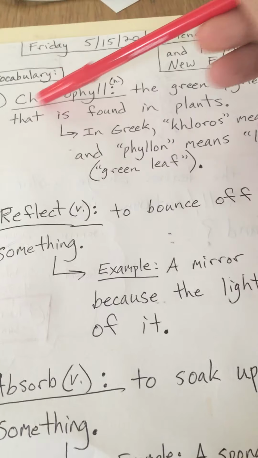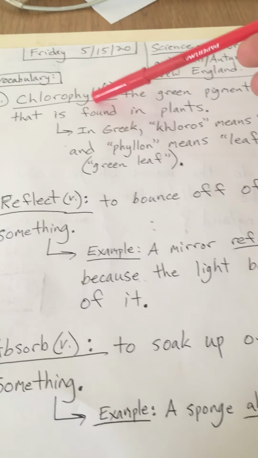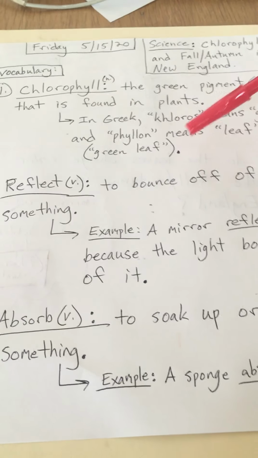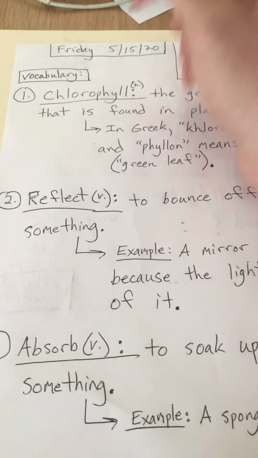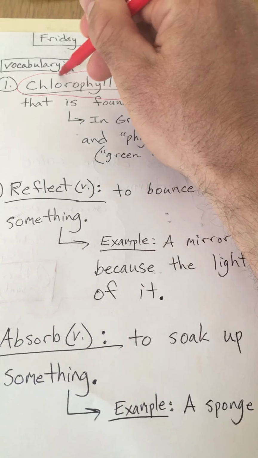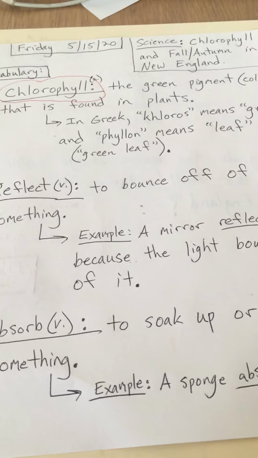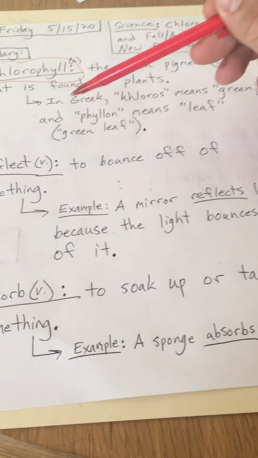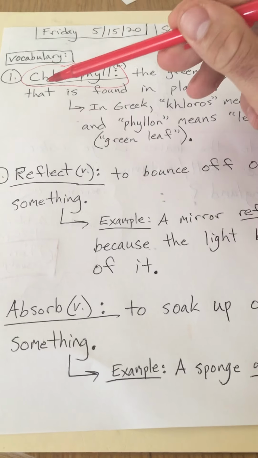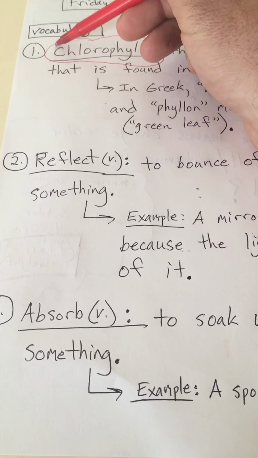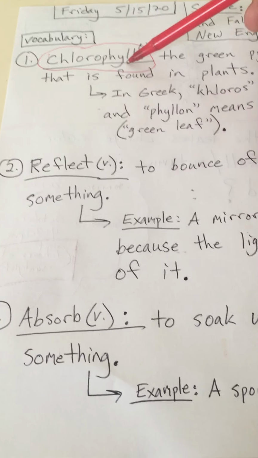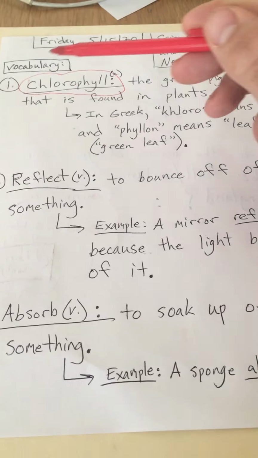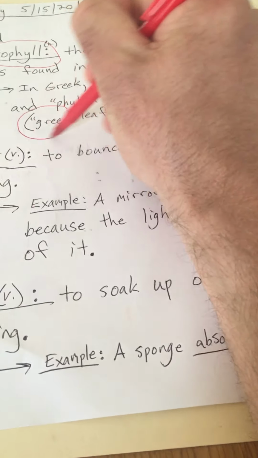Okay, so let's do some vocabulary first. Chlorophyll, it's a noun, it's a thing. So chlorophyll is the green pigment or the green color that is found in plants. So when you look at a plant and it is green, it is because of the chlorophyll that's being created by the plant. Okay, so chlorophyll makes plants green. In the Greek language, chloros means green and phylon means leaf. Instead of a K, it's a C because the Greek language uses K. Chlorophyll, chloro and phylon mixed together, green and leaf, so it means green leaf. So chlorophyll makes leaves green.